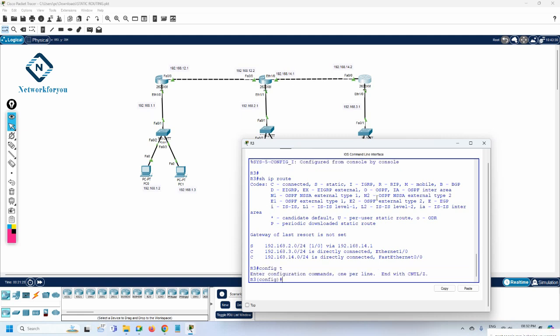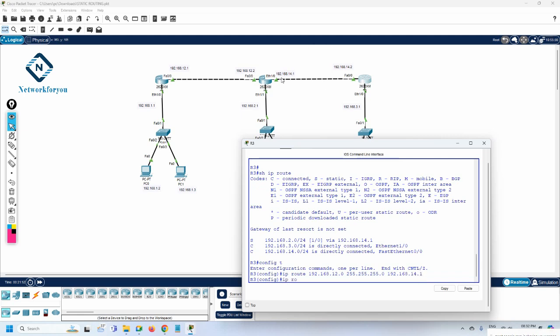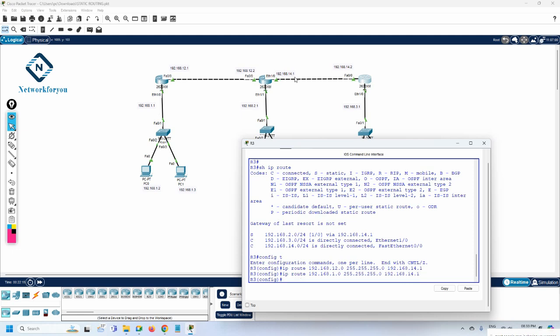I will write ip route. If anyone wants to go to the 12 network, that is 192.168.12.0, give a space, 255.255.255.0. Then the next hop will be 14.1, because we are on R3. Who is the next hop for R3? This one, 14.1. So I write 192.168.14.1. After that, ip route 192.168.1.0, then 255.255.255.0, and what is the next hop? I am here, so the next hop will be 14.1. So I write 192.168.14.1.